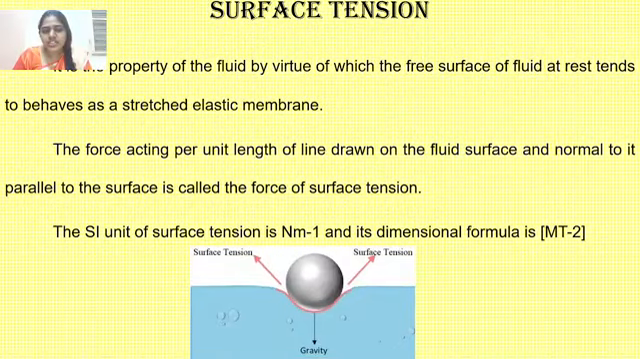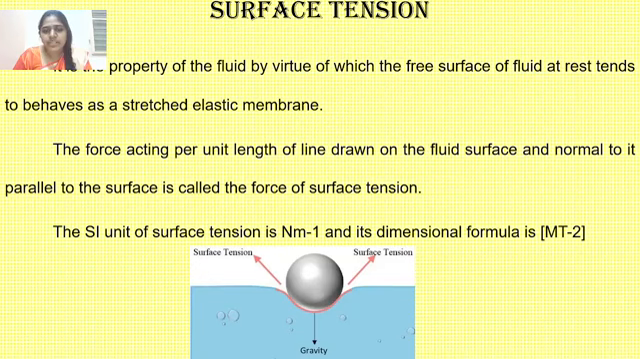Next is surface tension. Surface tension is the tendency of the liquid surface at rest to shrink into minimum surface area possible, thus allowing the higher density particles to sink and the lower density particles to float. It is the property of the fluid in which the free surface of fluid at rest tends to have minimum area, and so it behaves like a stretched elastic membrane.